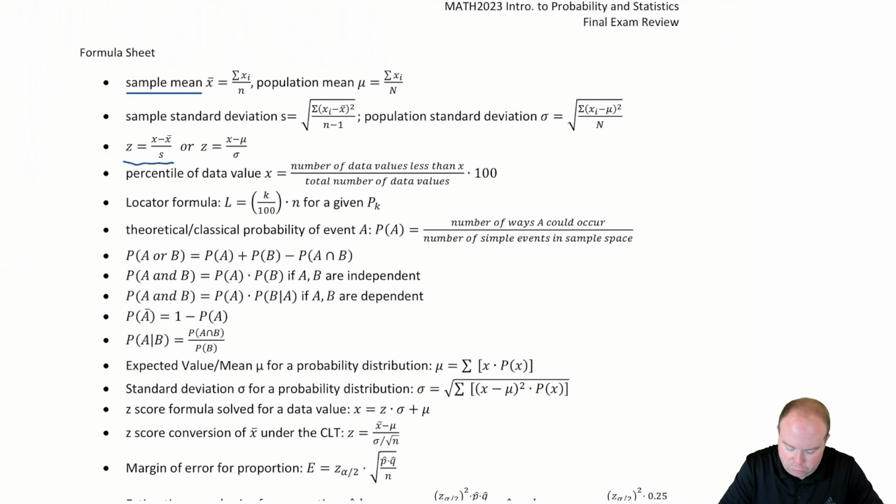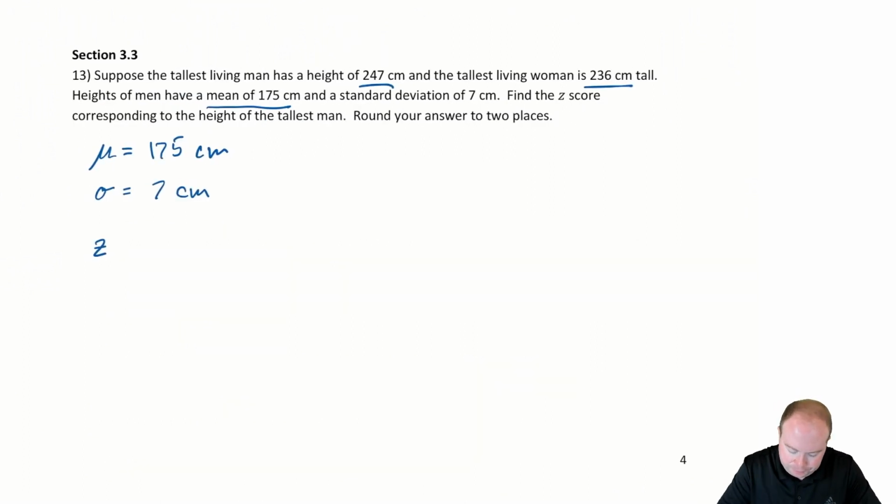This one is when we're dealing with the sample. So here's our sample. This is our population. Again, just symbolic switches. So we're going to use technically the second one because we're not dealing with this sample per se. So it's going to be x minus mu divided by sigma. And remember that x is some data value you're given. So we're asked to find the z-score corresponding to the tallest man. So this right here is our x of 247 centimeters.